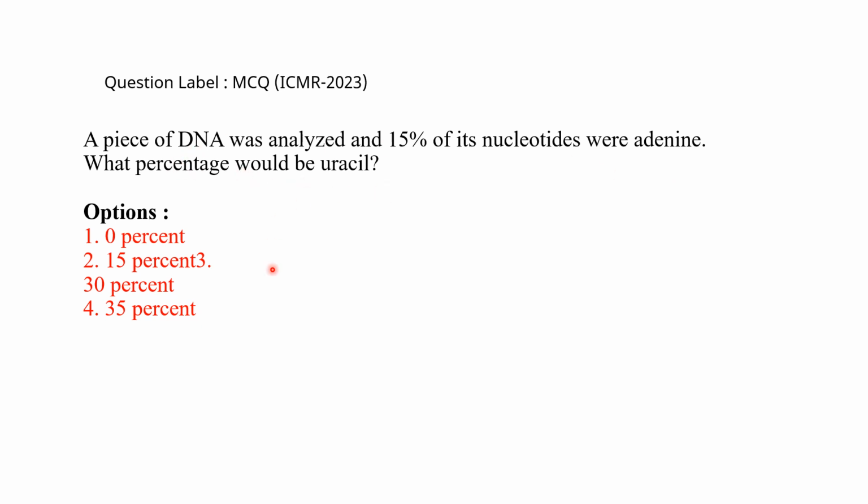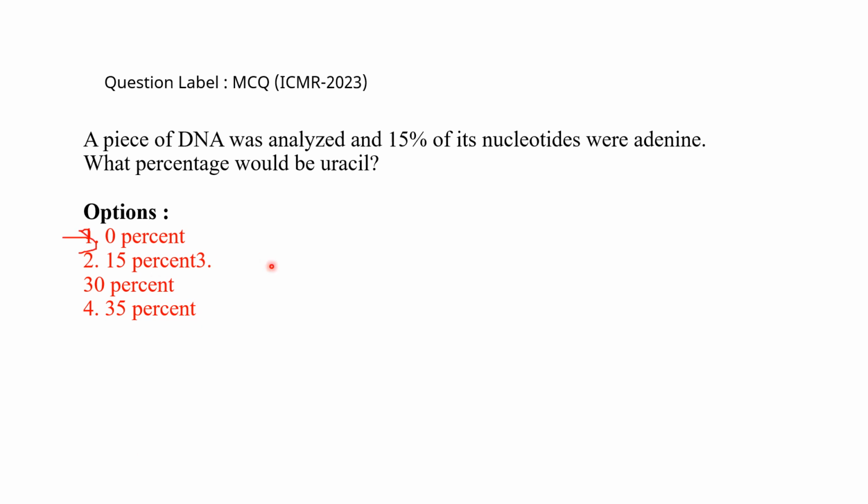First and foremost, DNA contains four bases: adenine, guanine, cytosine, and thymine. So there is no uracil. If it's asking what percentage would be uracil, it is 0%. That's it. So our answer here should be 0%.